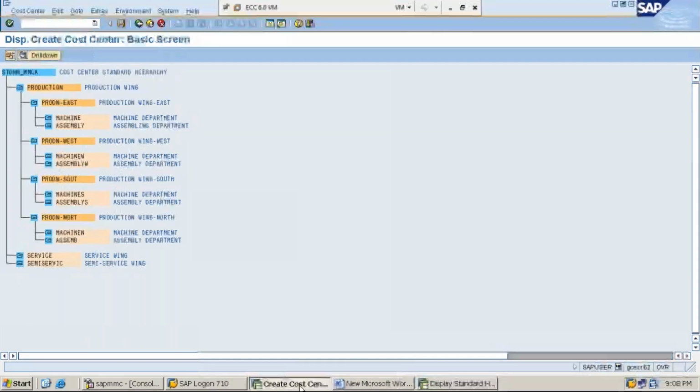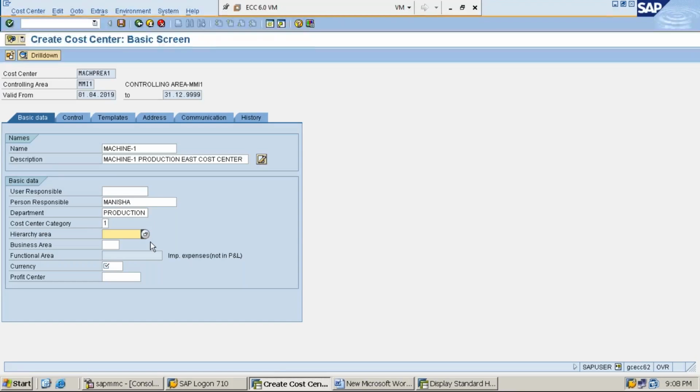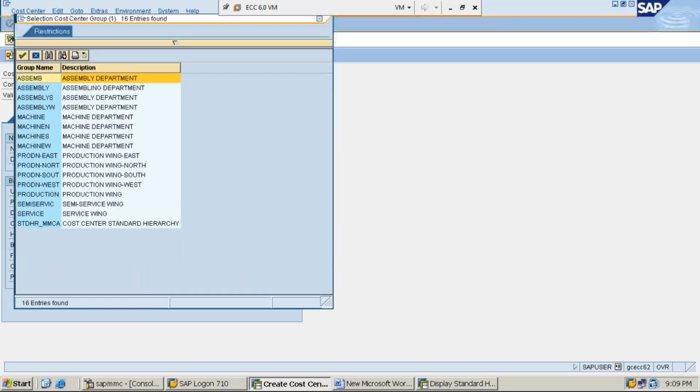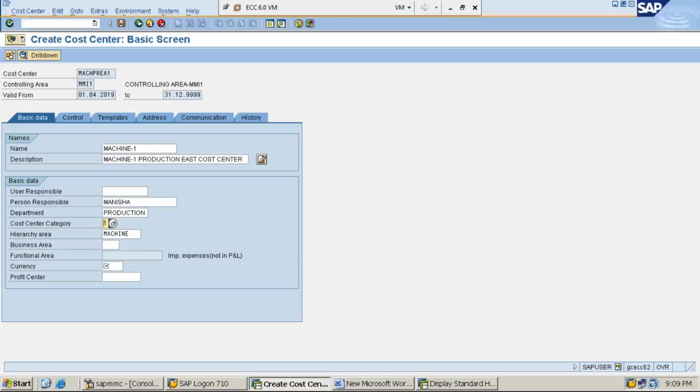Okay. So I am trying to create under machine department. So click on this drop down for hierarchy area. Click on this drop down button. Machine east, right? Yes. Machine department east. This one, no? Okay. So select machine east.